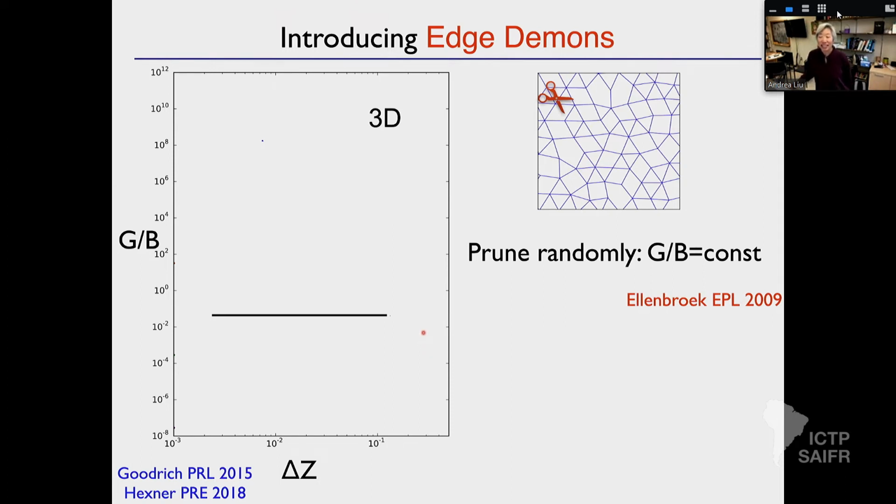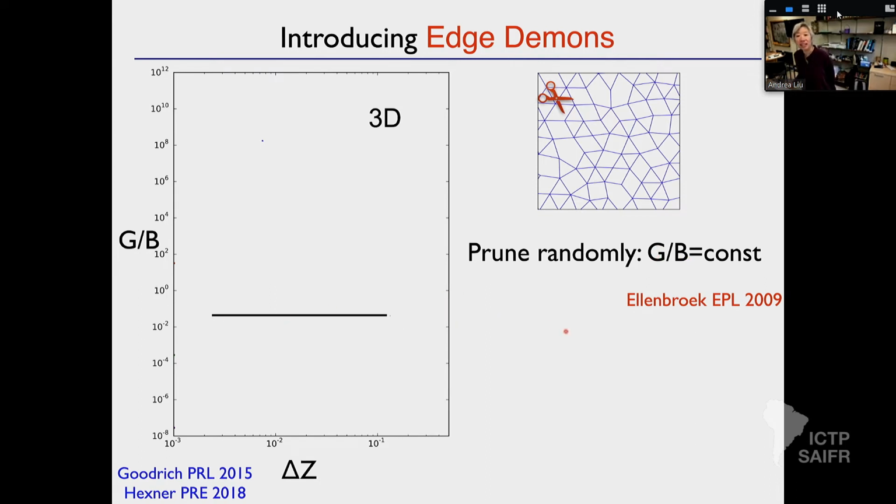Now, we know something, and this is beautiful work that was done by Dr. Ellenbrook when he was a graduate student with Martin van Hecke and Wim van Saarloos in Leiden. Let me introduce what I'm going to call little edge demons. I'm going to go in there, and I'm going to say pruning edge demons. I can just cut whichever bond I want. What we knew from this paper was that if you prune completely randomly, the shear to bulk modulus ratio is a constant. It's like it is for the crystal. You completely lose that jamming behavior where the ratio of G over B goes to zero as you prune. Instead it remains constant.